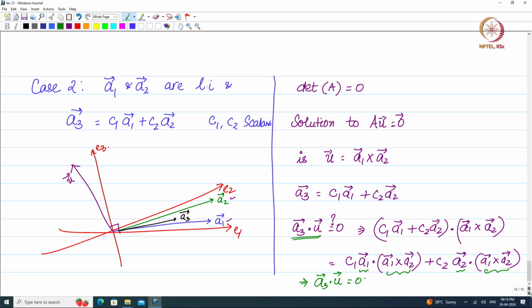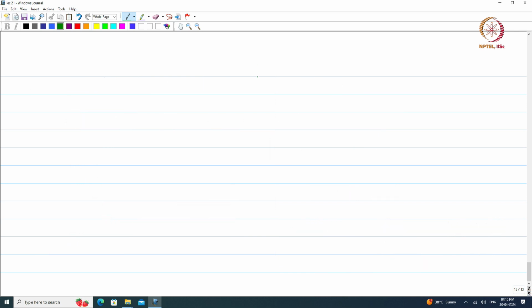Now we have case 3. Case 3 is even more interesting because we are going to look at the reverse of this problem. So what is the reverse of this problem? In case 3, we have, let us say, the vector A2 is going to be C1 times the vector A1, and the vector A3 is equal to C2 times the vector A1. This is what we are going to have.